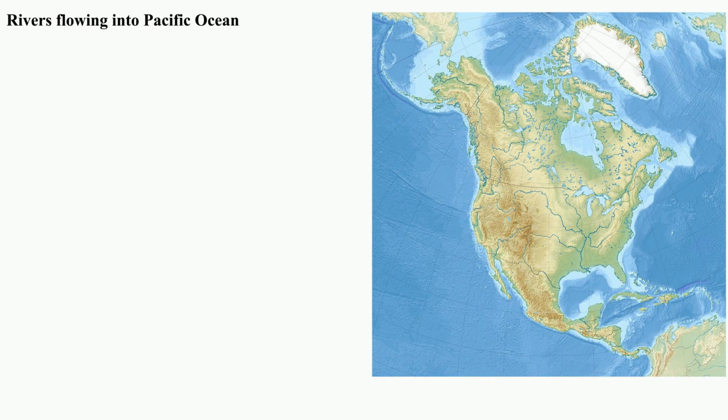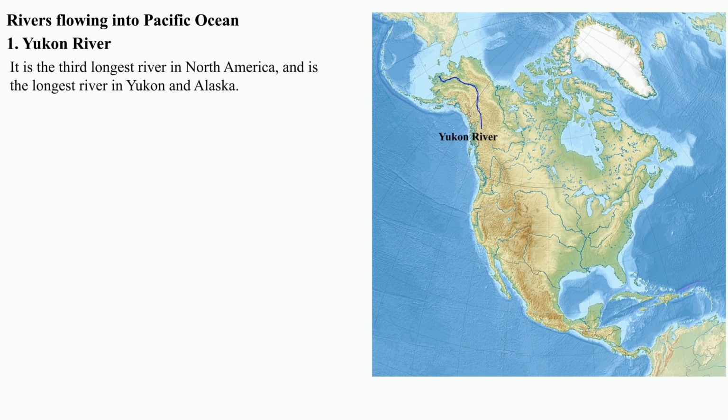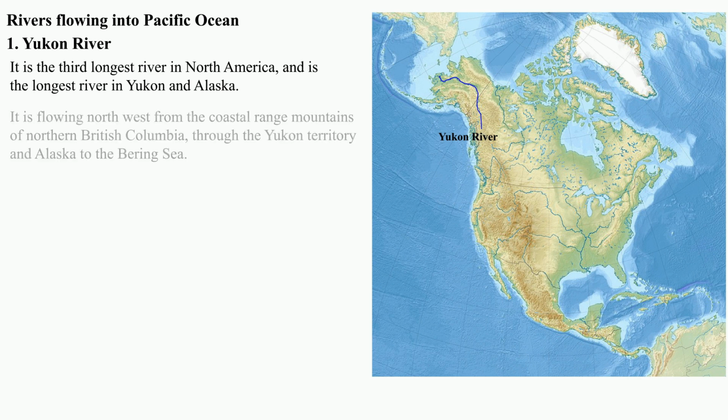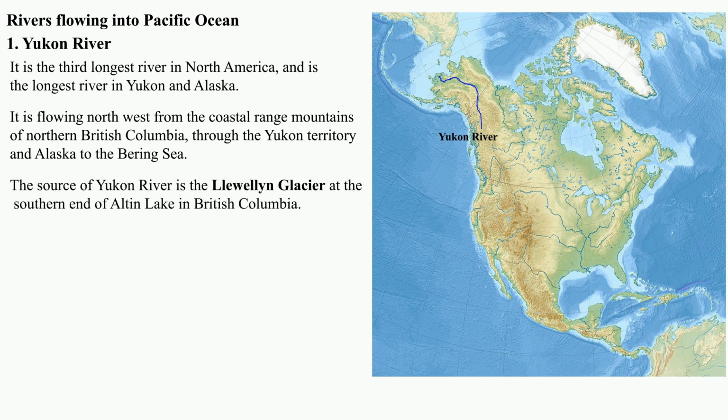Now the rivers flowing into the Pacific Ocean. So the first important river we will discuss is the Yukon River. Yukon River is the third longest river in North America, and it is the longest river in Yukon and Alaska. It is flowing northwest from the coastal range mountains of northern British Columbia through the Yukon Territory and Alaska to the Bering Sea. The source of the Yukon River is the Llewellyn Glacier at the southern end of Atlin Lake in British Columbia.